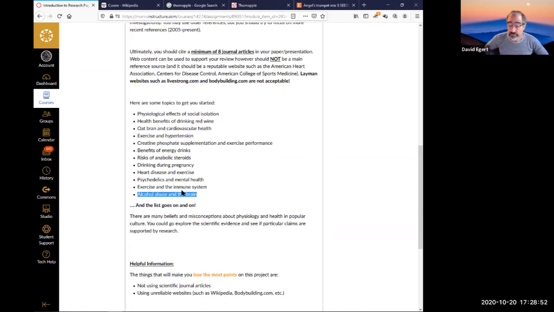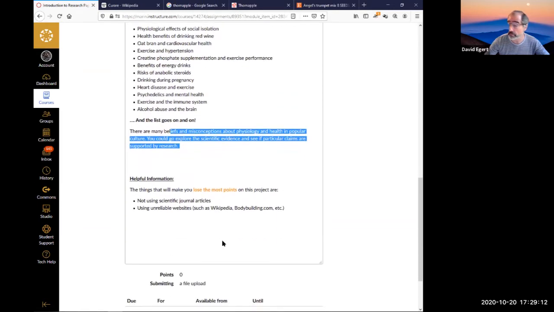So again, I encourage you to pick something that you like. There are many beliefs and misconceptions about physiology and health. You can go explore scientific evidence to either support them or not. Again, like oat bran and cholesterol.